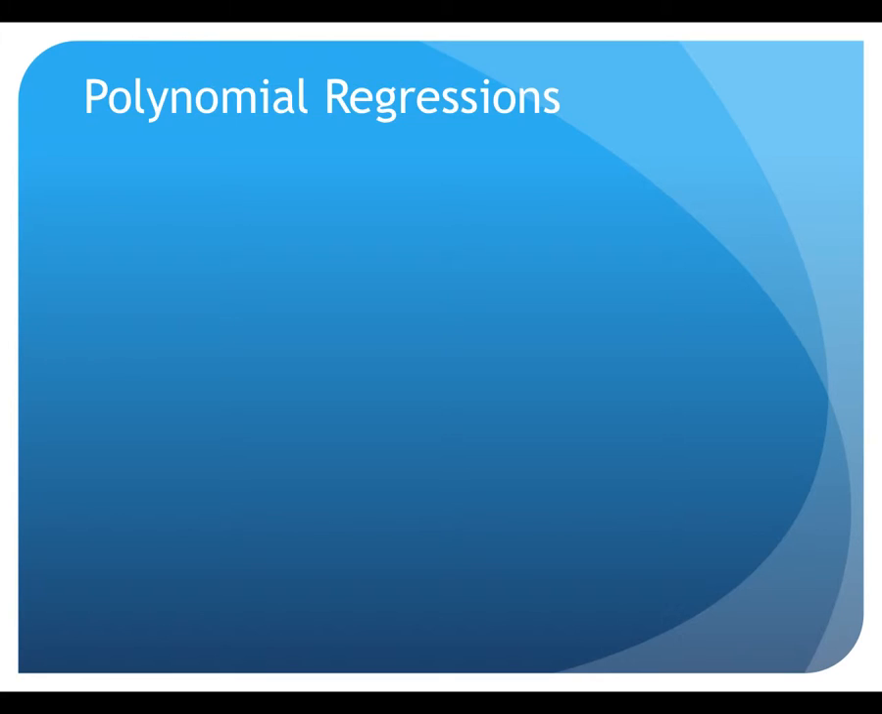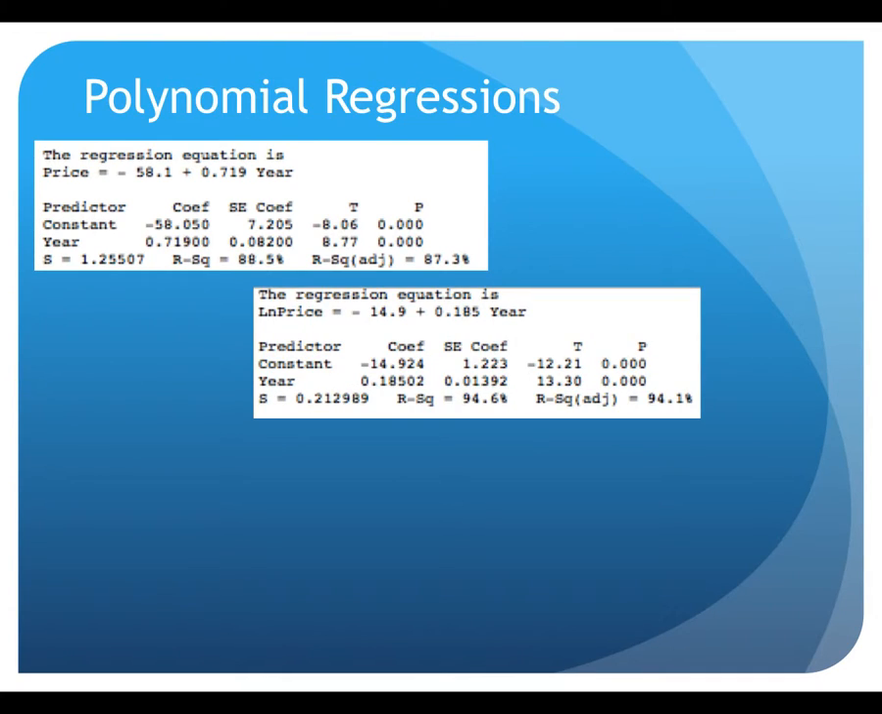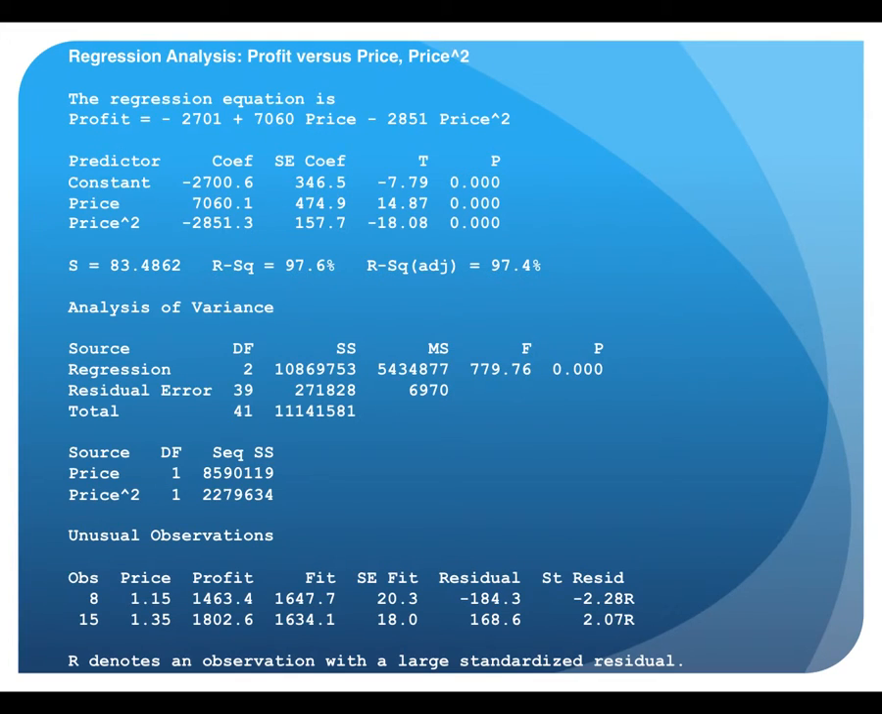No? Okay, so everything that we did is linear regression, but you need to be able to read polynomial regression. So this is normal linear regression. So y equals a plus bx. That's normal linear regression. This one is natural log regression. So natural log of y equals a plus bx. This one is square root. This one is one we talked about also.